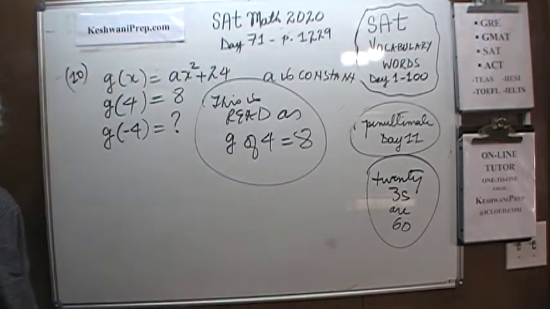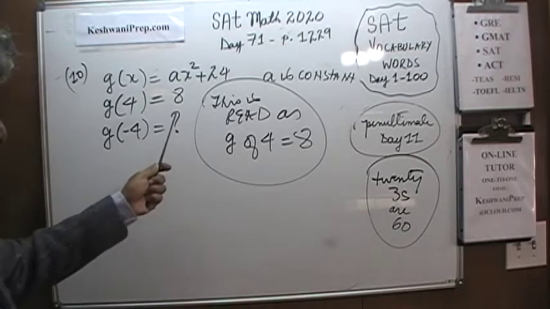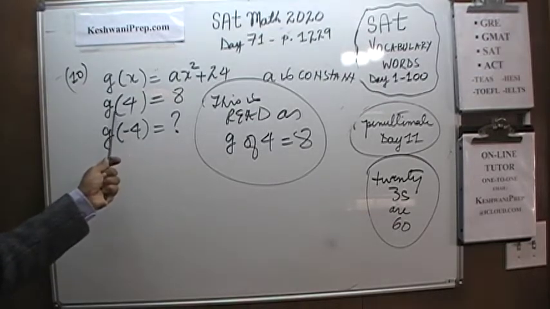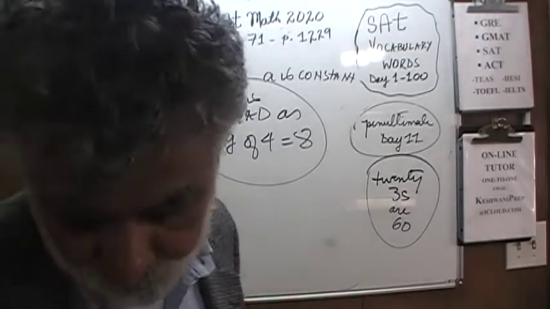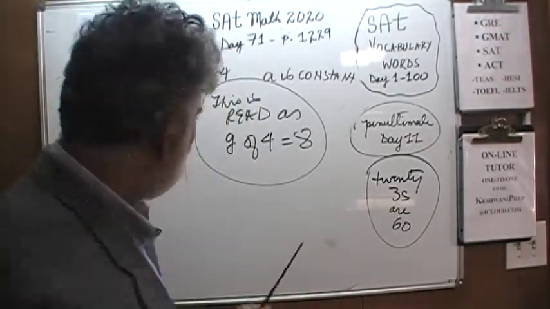And of course the second answer here would be negative 8, because some people will assume that if g of 4 is 8, then g of negative 4 must be negative 8. As I said, that's the second answer. It cannot be that simple. Let's do it together, shall we?